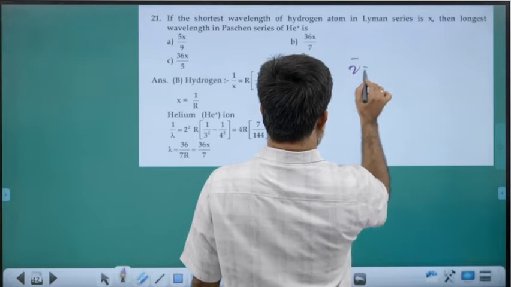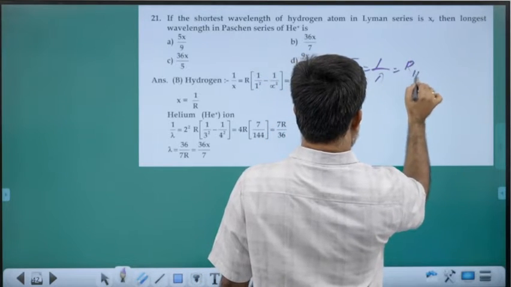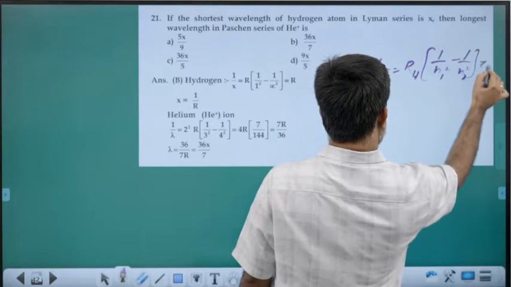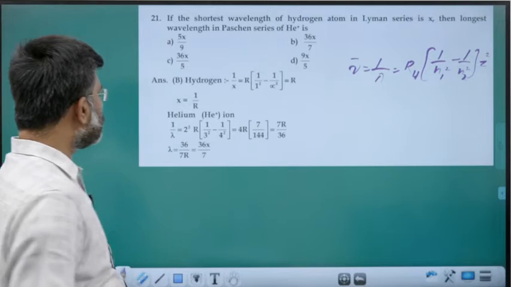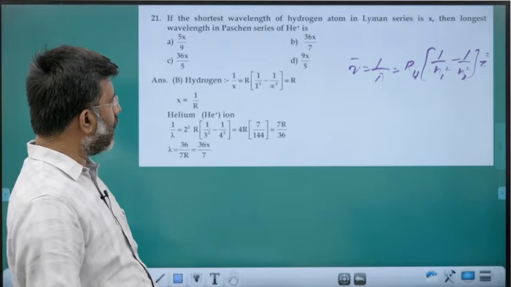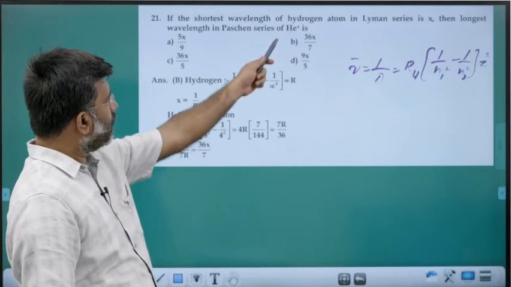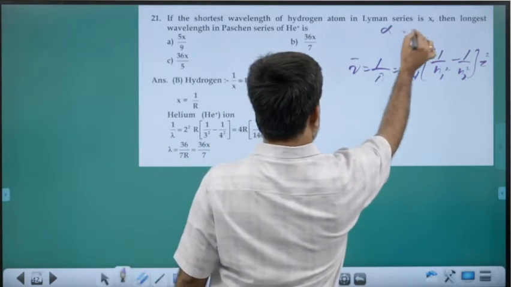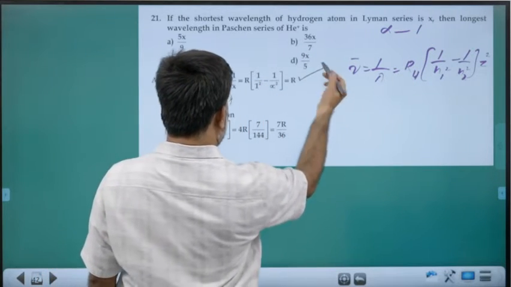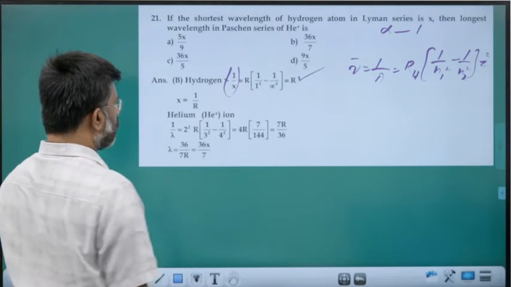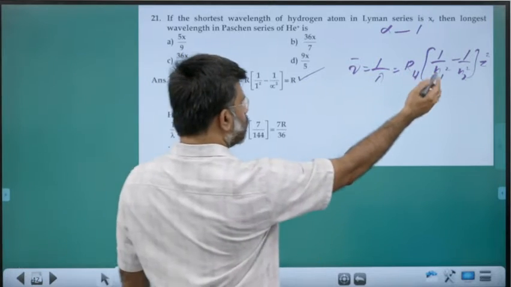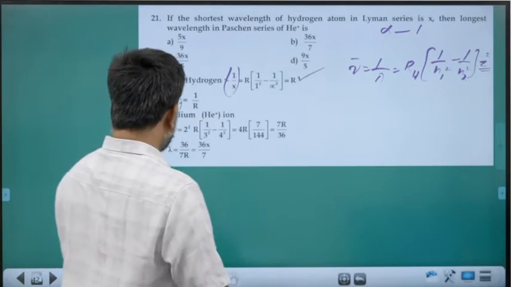Nu bar, which is 1 by lambda, is equal to RH into 1 by N1 square minus 1 by N2 square into Z square. So for hydrogen, how much does it come? Nu bar is equal to 1 by x, where x is the given lambda. R into, it is infinity to 1, so it is 1 by 1 square minus 1 by infinity square. You are getting R. So 1 by x is equal to R. Now go to helium. For helium, there will be Z square coming. Hydrogen only 1. Helium will be 2 square coming.